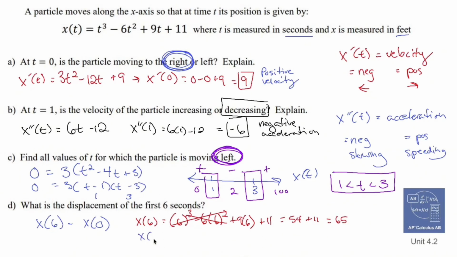x of 0 is going to be 0 plus 0 plus 0 plus 11, so 11. So my displacement is going to be, I'm now at 65 feet to the right, I'm subtracting 11 feet to the right, which means I went from 11 to 65, and that is a change of 54 feet. So there you have it, 54 feet. A very involved problem, but we covered a lot of things here. I enjoyed it. It was fun.